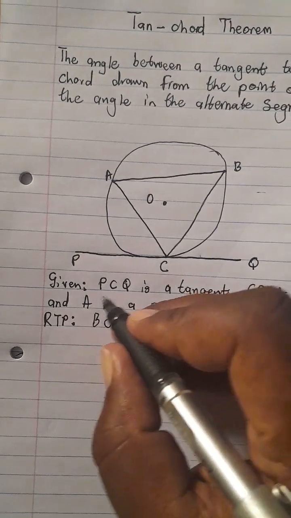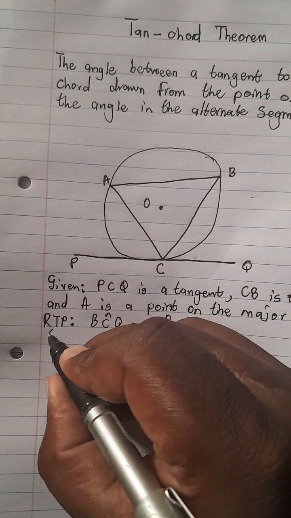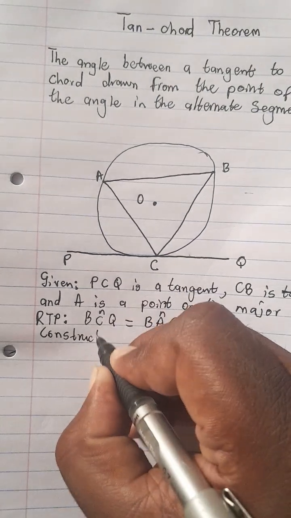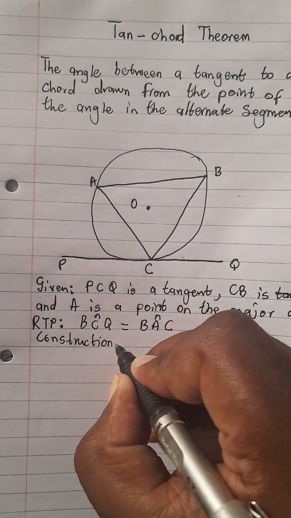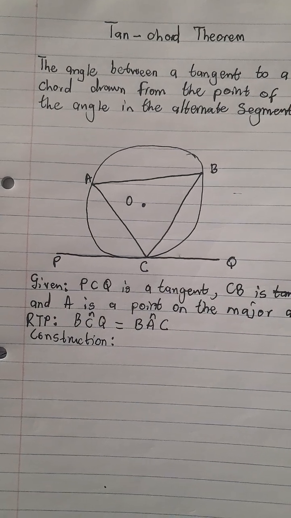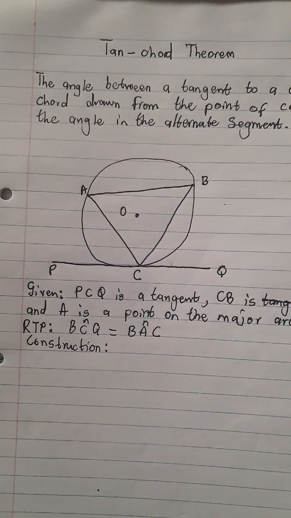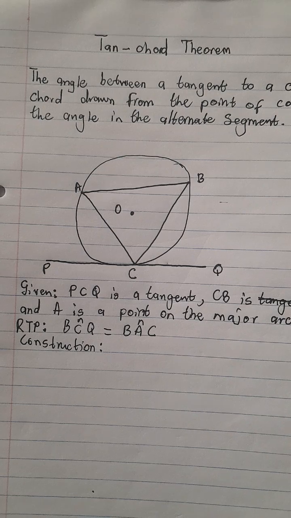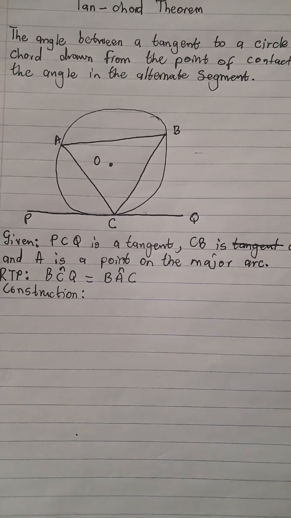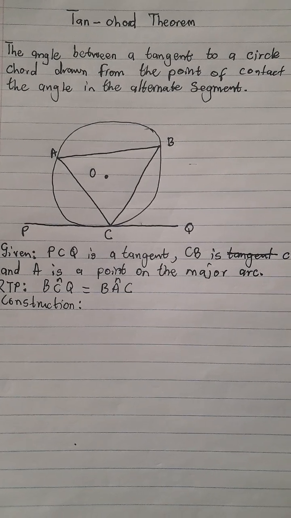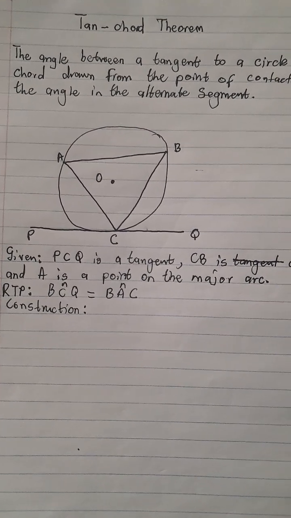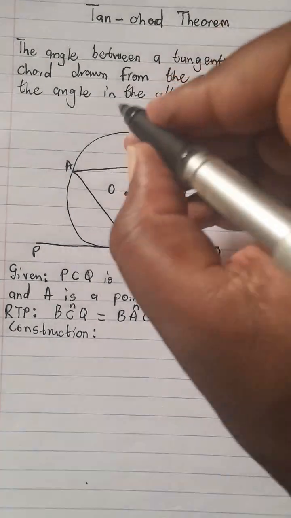Without wasting time, let's start with the construction, guys. You must have a construction first. So I'll write construction. For you to build any building, you must have a construction. So you will do well if you construct first. For us to prove this, we need to draw a diameter. So we are going to draw diameter CD.